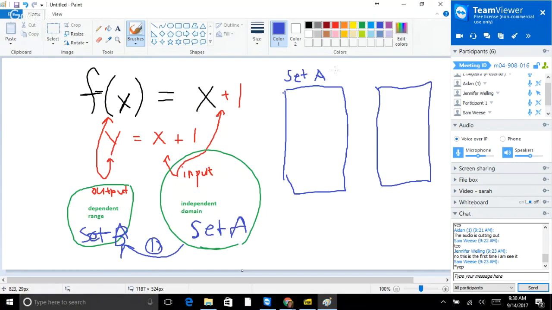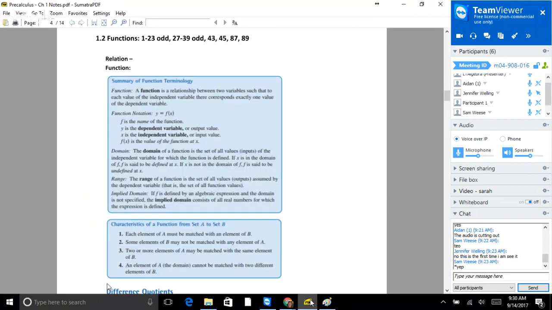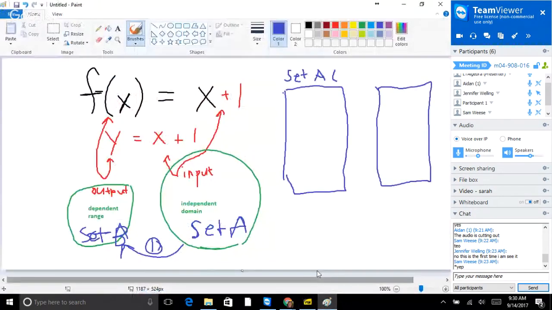All right, so set A is your input values when they're talking about, and what I'm referring to is on your notes right here, characteristics of a function from set A to set B. So this is what basically makes a function a function versus a relationship. And we'll do some examples, and I think this will be pretty clear to you guys. It sounds like a lot of just words right now.